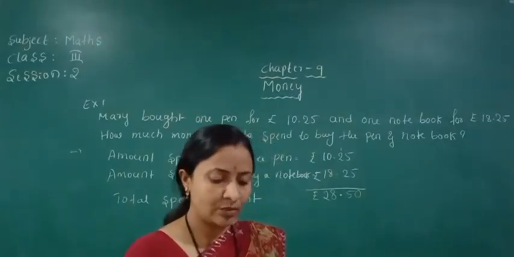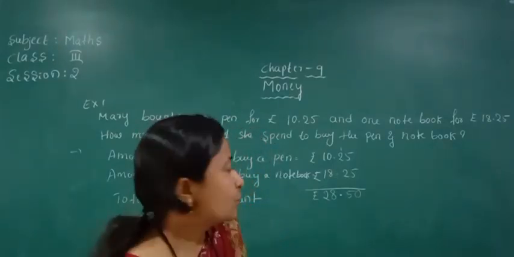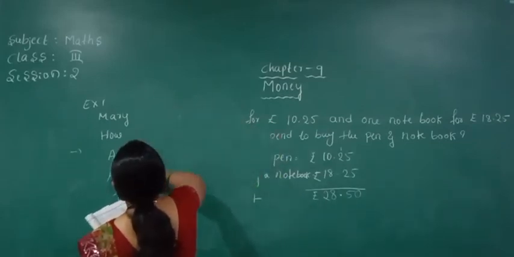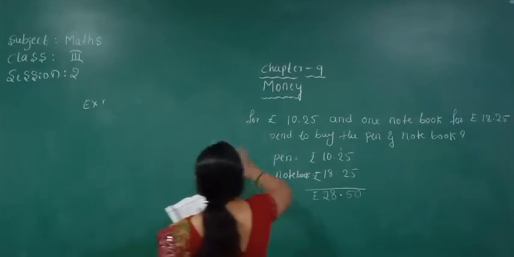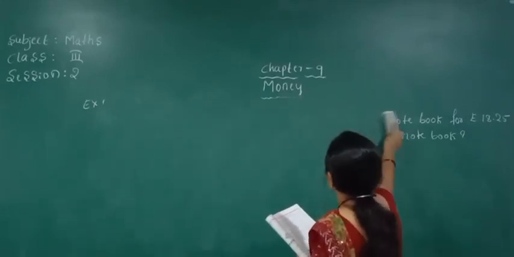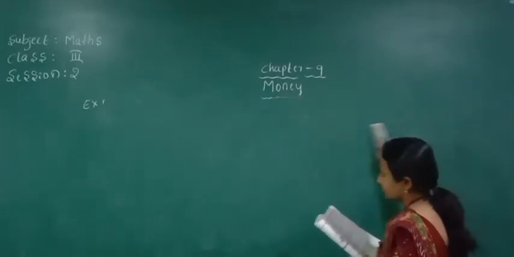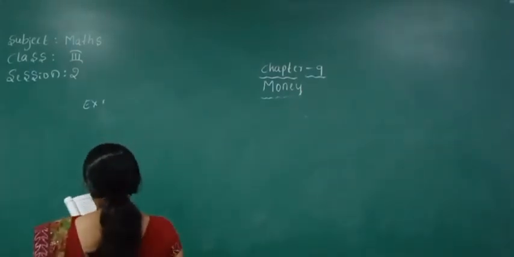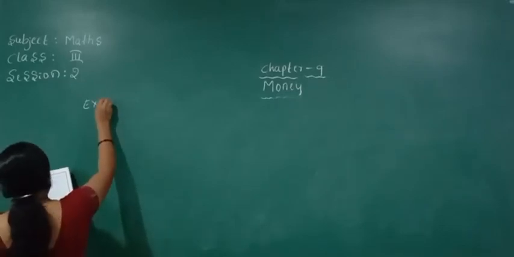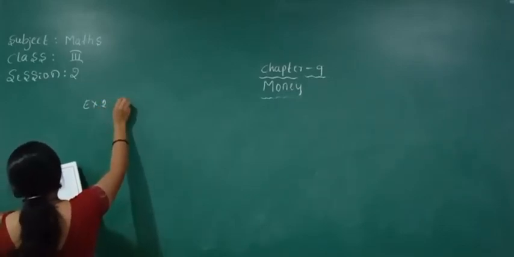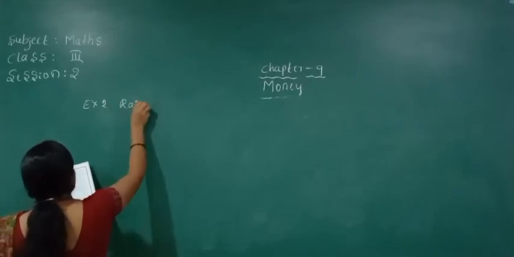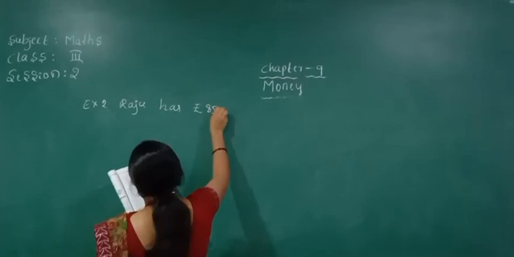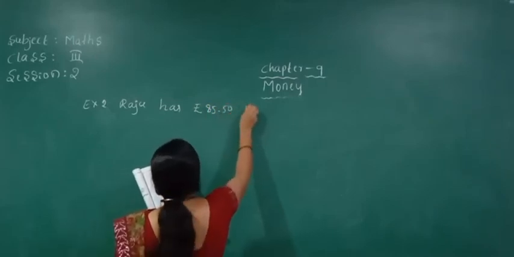Okay, see here, like these problems, another problem they can give here. So this is an addition problem you solved. Now we will solve the subtraction problem, same as that, the verbal problem. Yes, see, that is next. Next problem. Raju has rupees 85 50 paise.